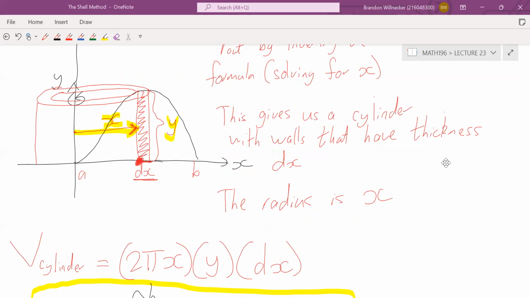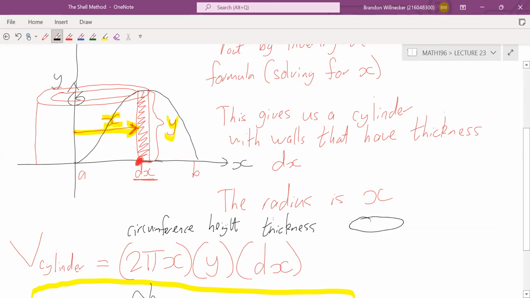So the volume of the cylinder is given by this formula: the circumference times the height times the thickness. Another way of imagining this is if you take the cylinder, cut it vertically, and then unroll it. Imagine you've got the cylinder here, with some thickness.